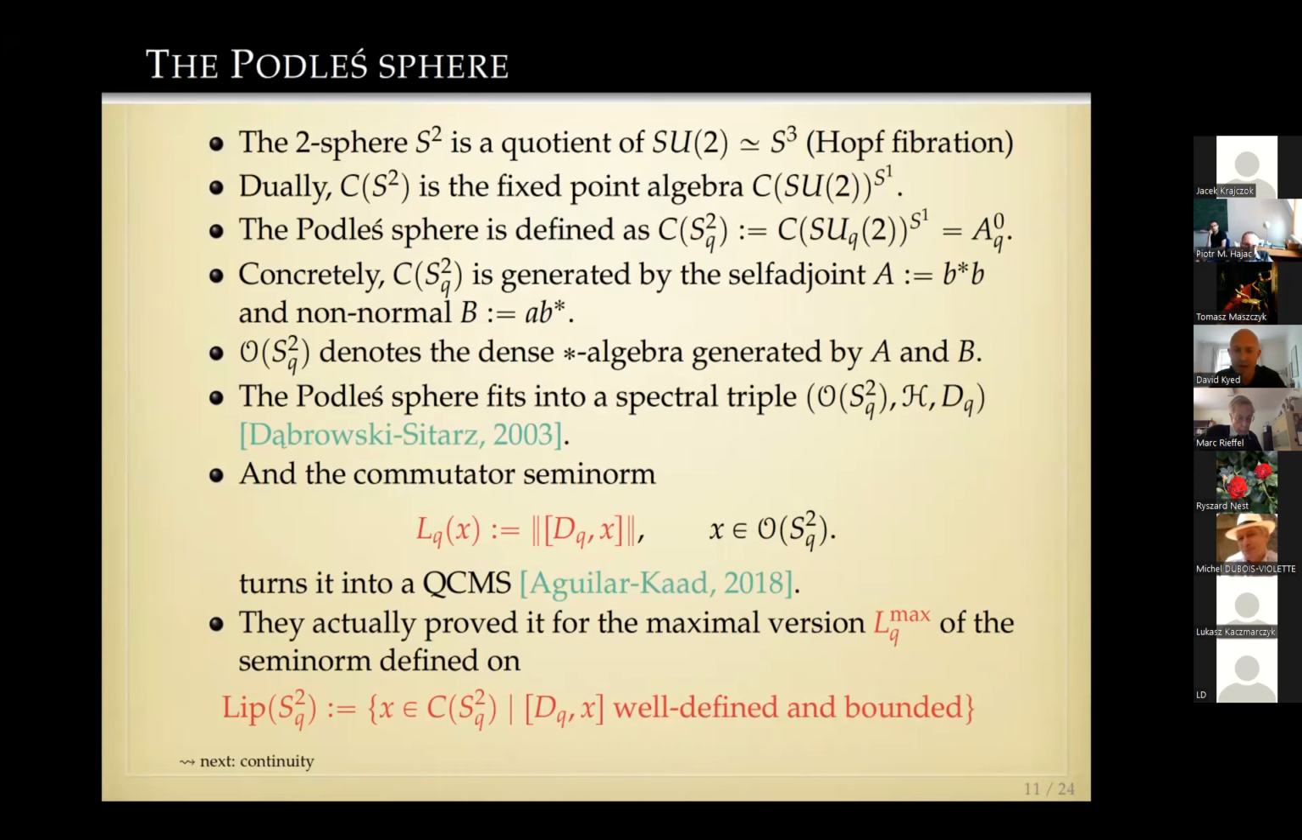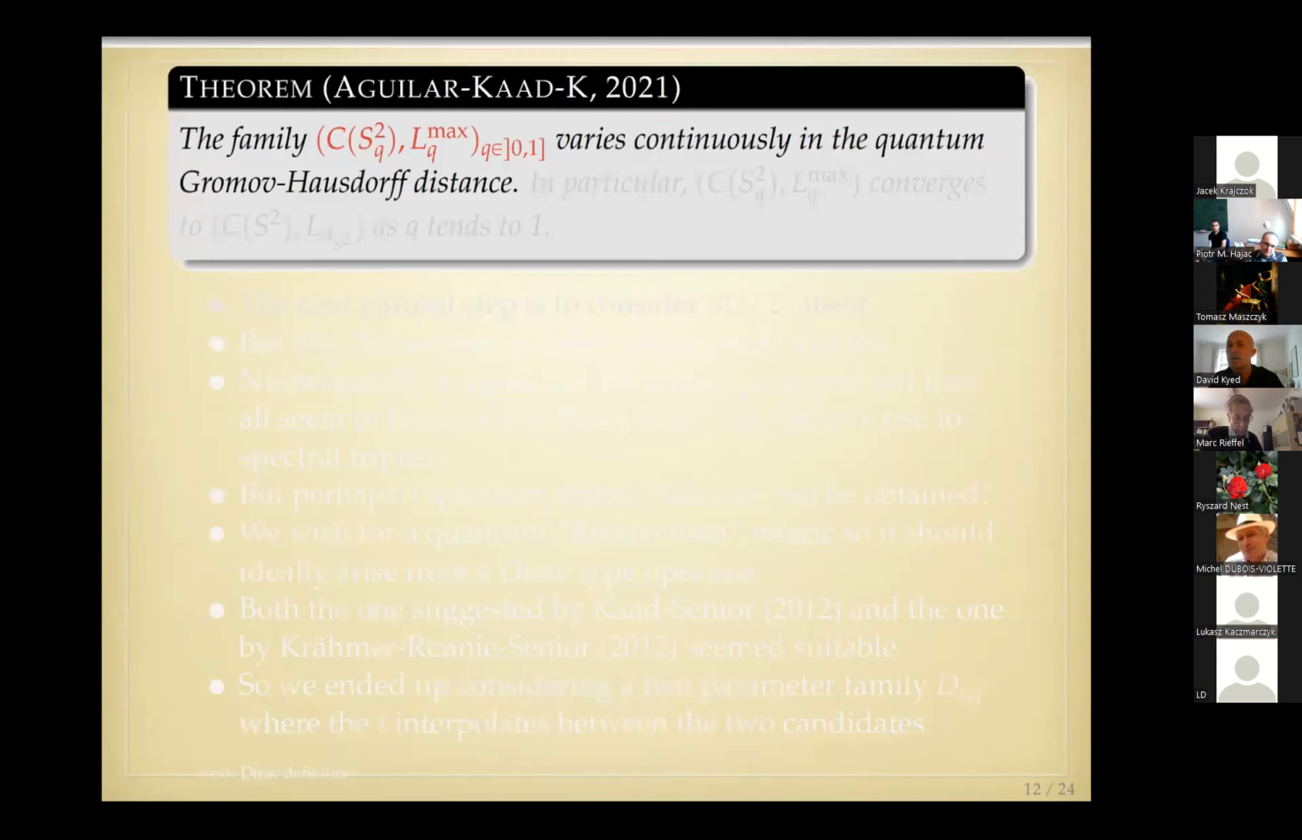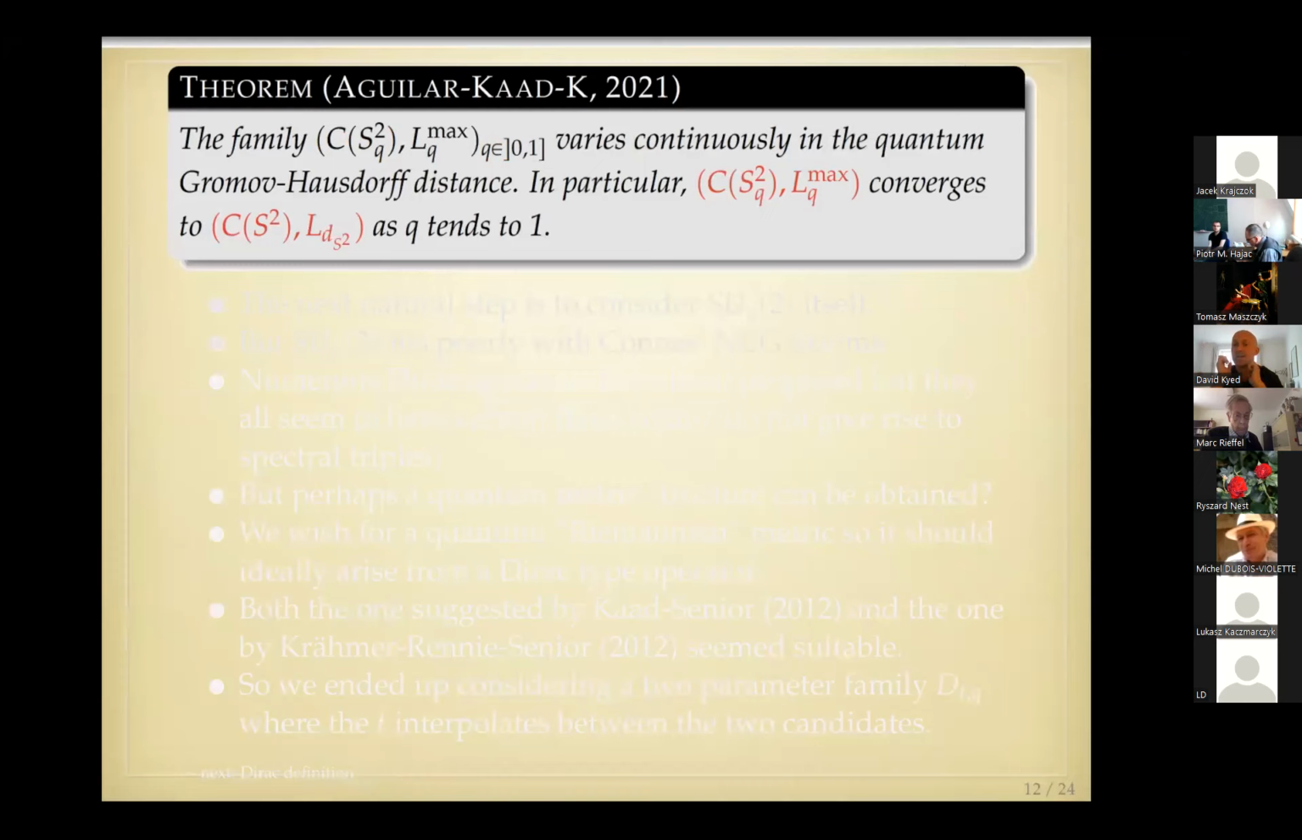And we were lucky enough to have Konrad Aguilar join us as a postdoc in Odense in 2020. Because he was there, we set out to investigate whether these quantum spheres vary continuously in Rieffel's Gromov-Hausdorff distance. It took almost a year and a lot of failed attempts, but at the end of the day, we were actually able to prove this. So we were able to prove that even with the maximal semi-norm, the Podleś spheres form a continuous path of compact quantum metric spaces. In particular, this means that as your deformation parameter q goes to 1, your quantum metric spaces will converge to the classical two-sphere with its Lipschitz semi-norm coming from the classical round metric that it gets from the embedding into R3.